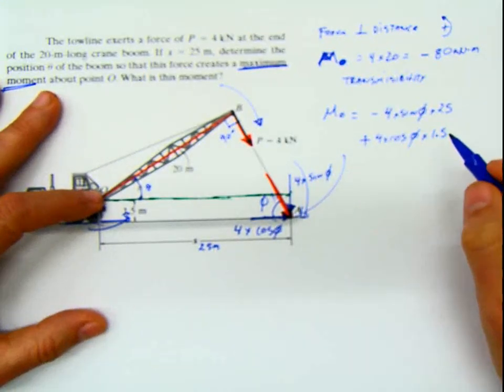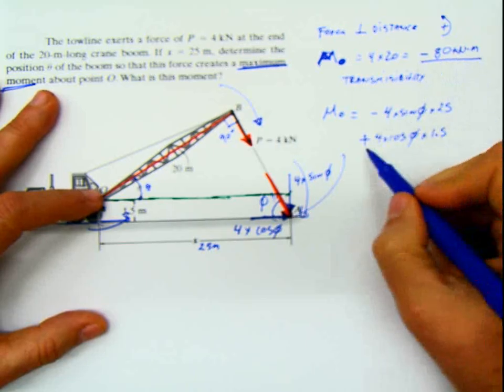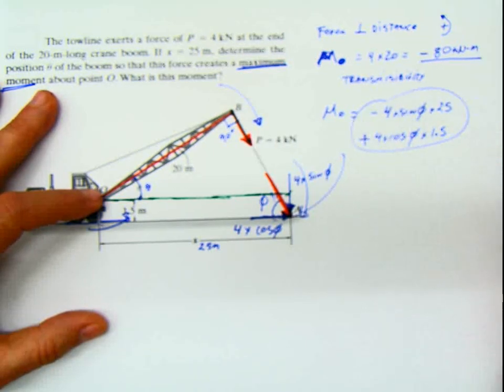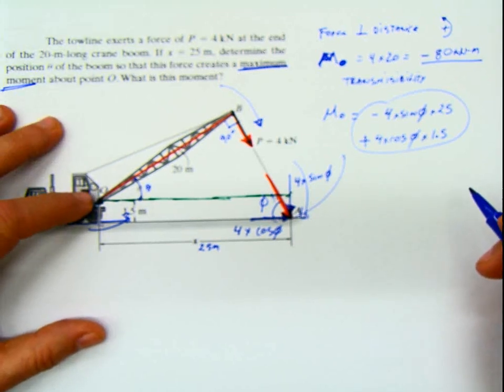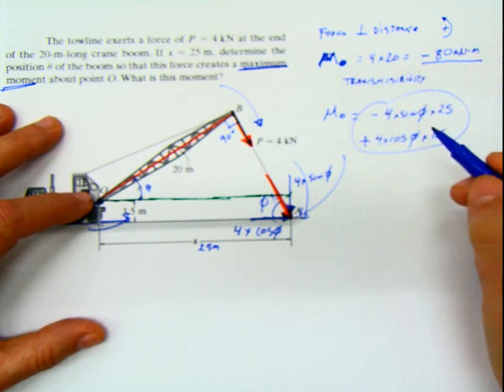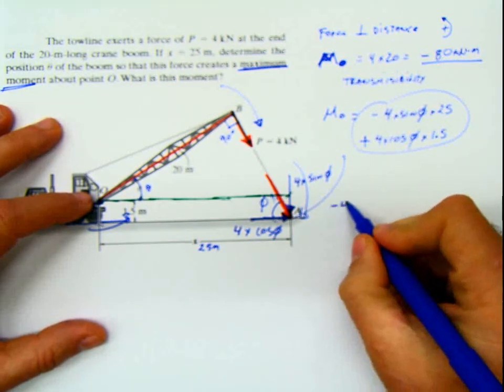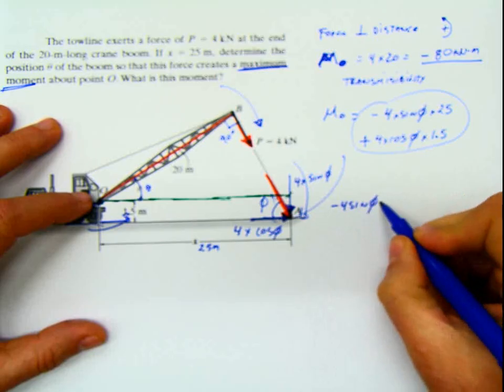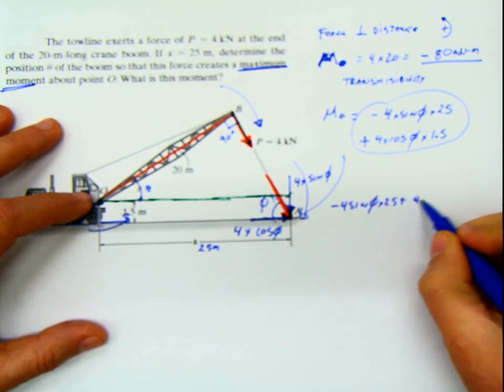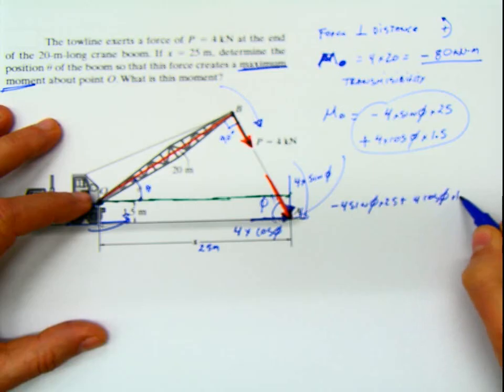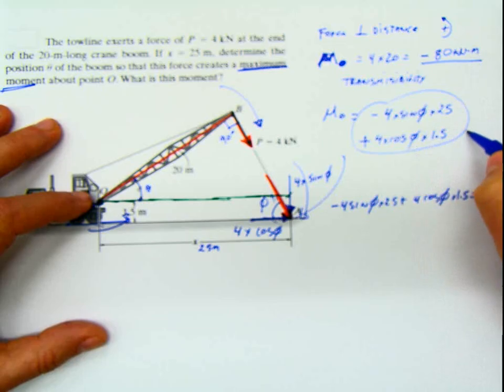And look what we just did right now. We calculated this moment in this way, and we calculated the moment in this other way. But the moment is the moment. It's the same moment with respect to the same point, no matter what. That's the principle of transmissibility, as you want to call it. So this value, negative 4 sine phi multiplied by 25 plus 4 cosine phi multiplied by 1.5, has to be equal to the negative 80 that I had before. And by the way, these units are also the same, kilonewton meter.